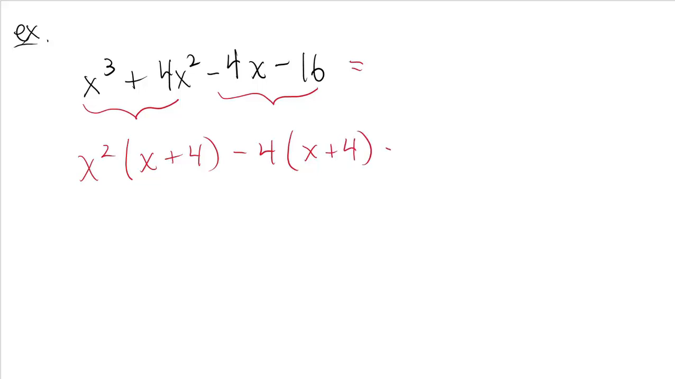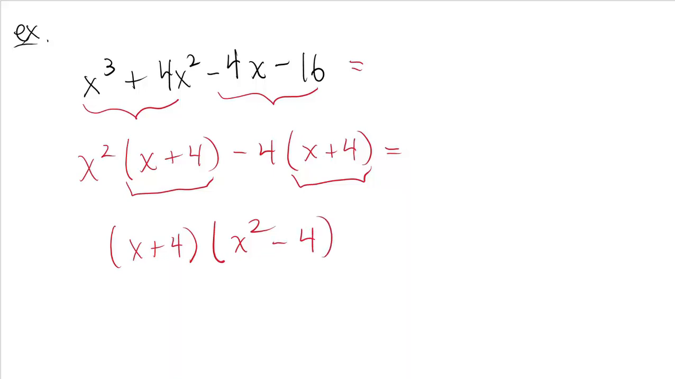And now I can proceed because I have a greatest common factor. I have a common factor of x plus 4. And you can pull that out just like you can pull out any other GCF. I'm going to pull x plus 4 out of the whole thing. When I pull x plus 4 from the first term, it leaves behind an x squared. And when I pull x plus 4 from the last term, it leaves behind a minus 4.